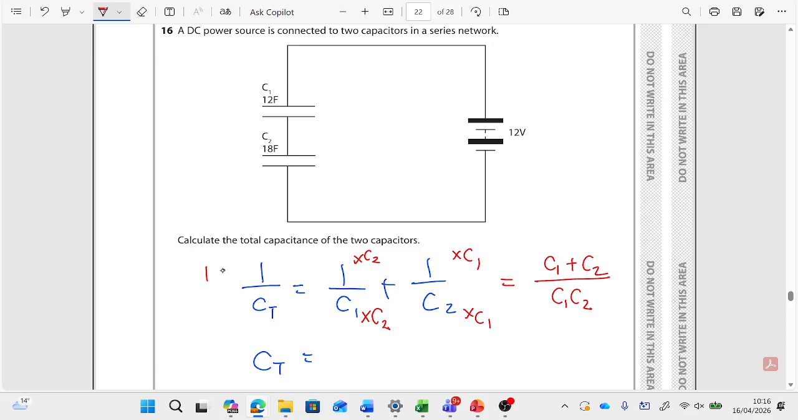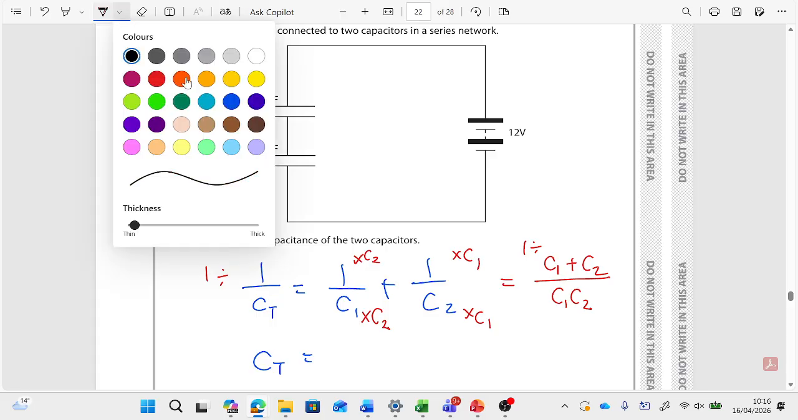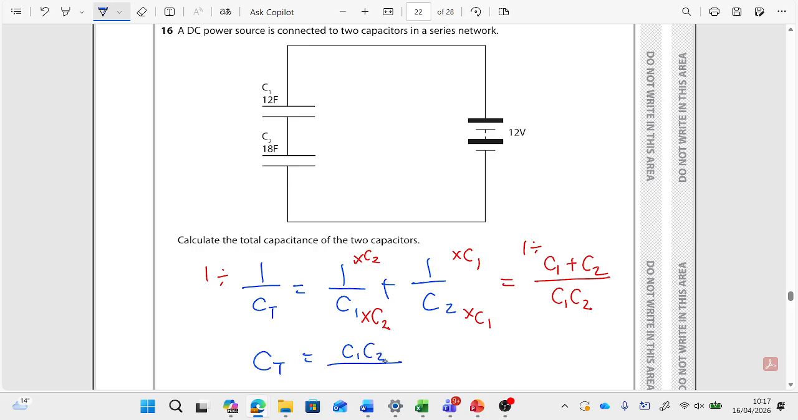So 1 divided by this side and 1 divided by this side. With a reciprocal, you can often say just flip the fractions upside down. I don't like to say that because there's no such thing as just flipping fractions. So therefore CT is C1 C2 over C1 plus C2.